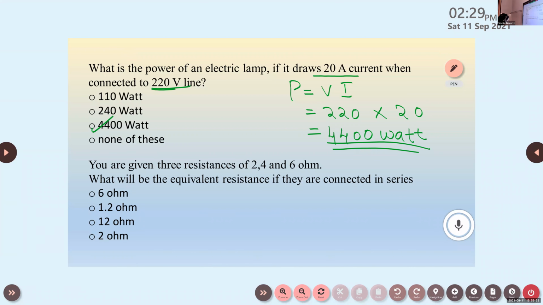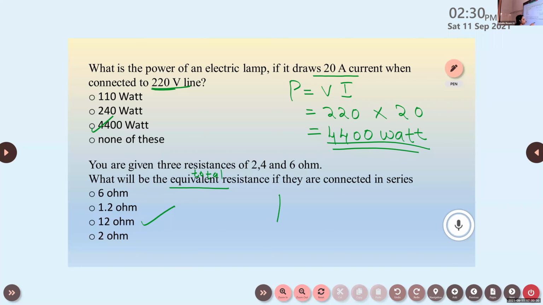Next to boys. You are given 3 resistances of 2 ohm, 4 ohm and 6 ohm. What will be the equivalent resistance if they are connected in series? 12 ohm. Yeah, right. So here we have 3 resistors with resistances 2 ohm, 4 ohm and 6 ohm. They are connected in series. What about their equivalent resistance? Equivalent resistance means effective resistance or total resistance of the circuit.